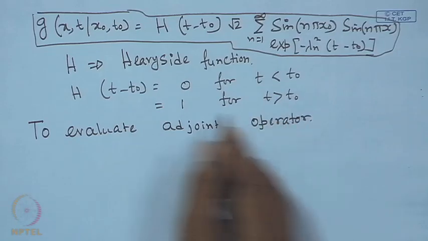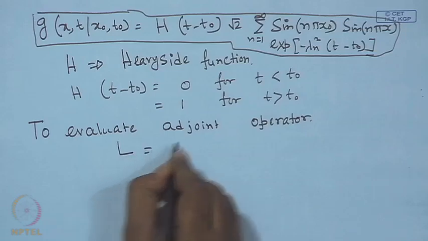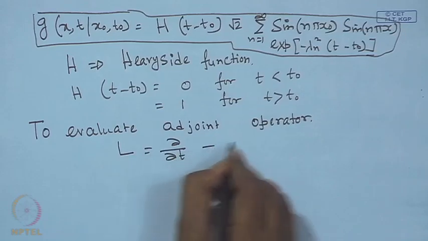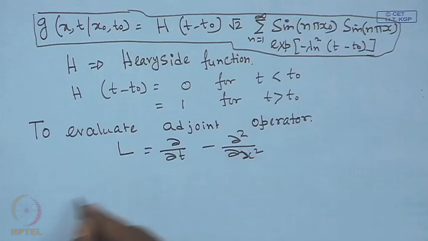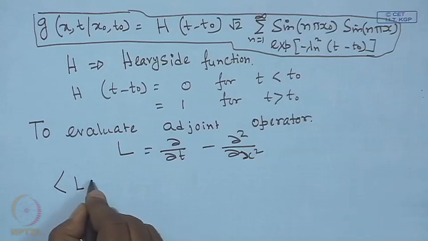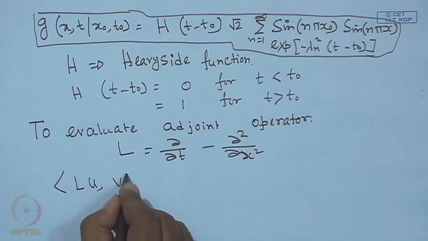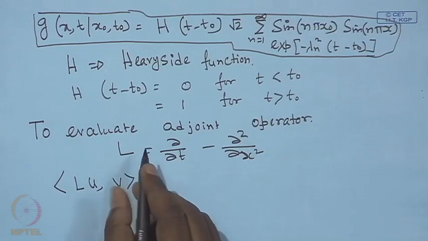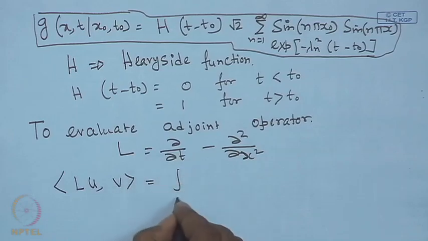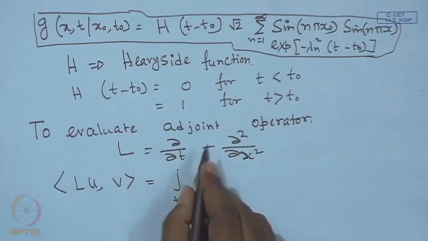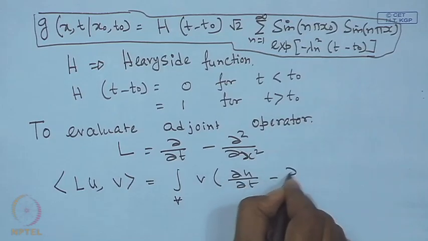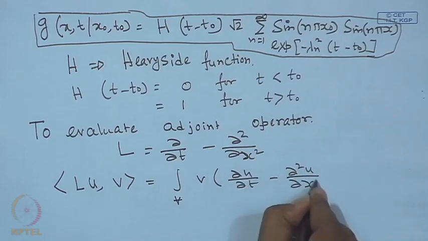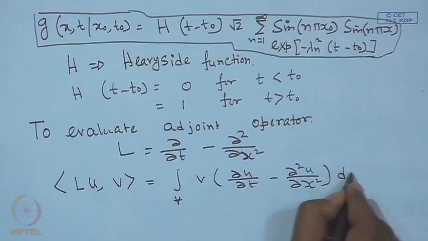If you look at the operator, this will be del del t minus del square del x square. So, let us find out what the adjoint operator is. We take the inner product the same way we have done earlier in the case of ordinary differential equations. So, the inner product of L u and v will be nothing but the integration over volume V of v times del u del t minus del square u del x square dV.